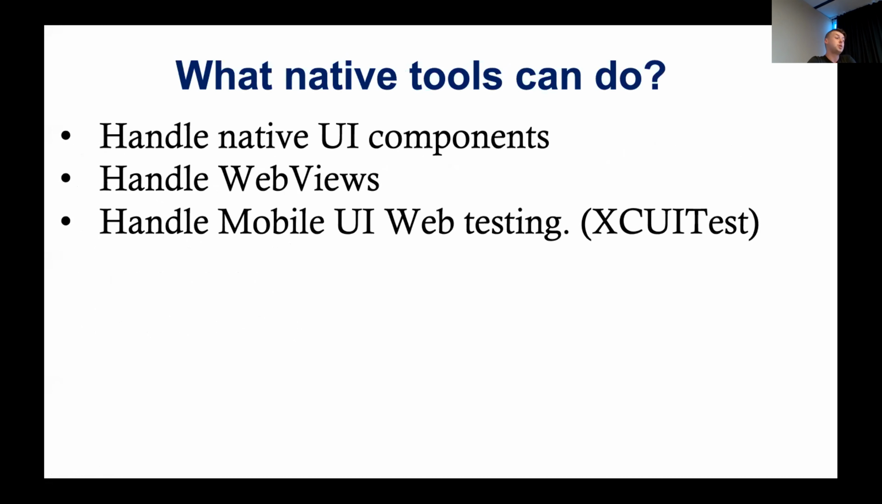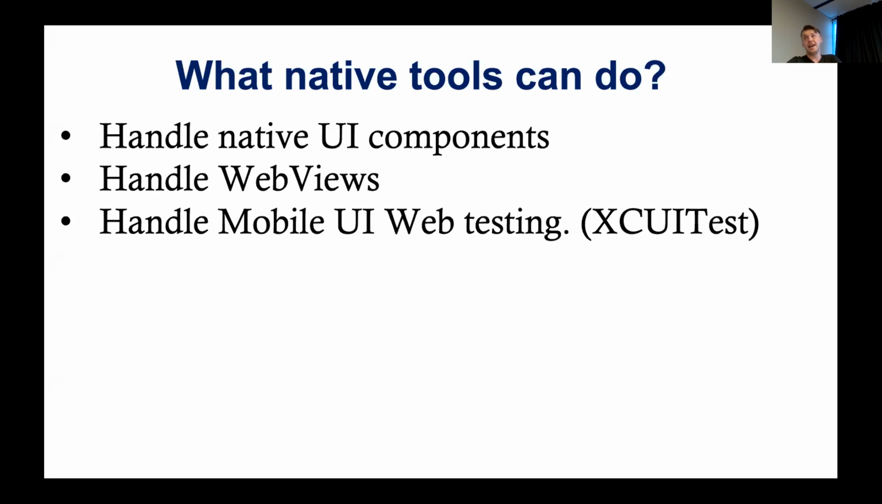So what can native tools do? Native tools can handle native UI components, such as buttons, text fields, text, and handle web views. Both Espresso and XCUITest have libraries and APIs to handle your web views. And as we know, nowadays there are a lot of applications working with web views, and sometimes it can be challenging. So native tools are handling it pretty well.